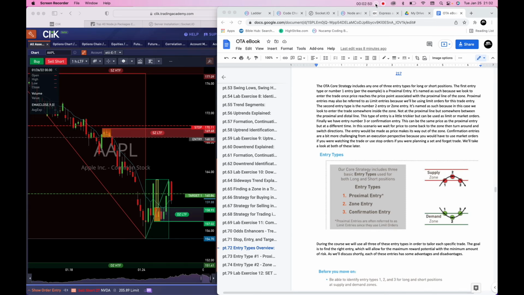Now, the goal of all of this is to find the right entry, which will allow for the maximum reward potential with the minimum amount of risk. As we'll discuss shortly, each of these entries has some advantages and disadvantages, which we'll go over in the next video. Before you move on, be able to identify entry types 1, 2, and 3, proximal entry, zone entry, and confirmation entry for long and short positions at supply and demand zones.